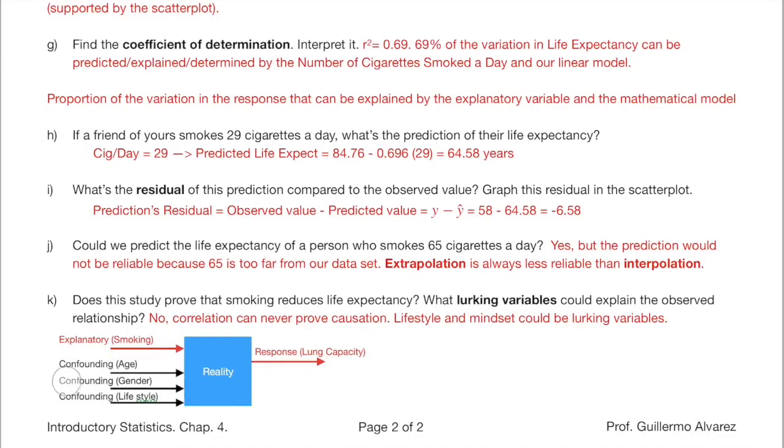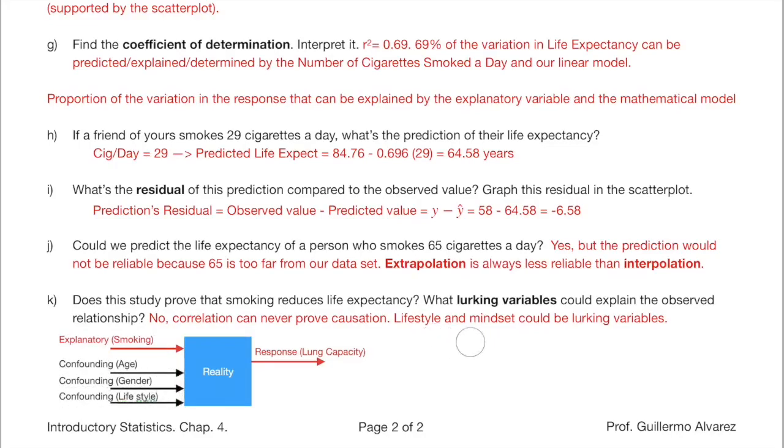This is the diagram that I used in Chapter 1. Then I defined a confounding variable as any variable that could affect the response and is not the explanatory. But the confounding variables don't need to affect the explanatory. They are just there with it.